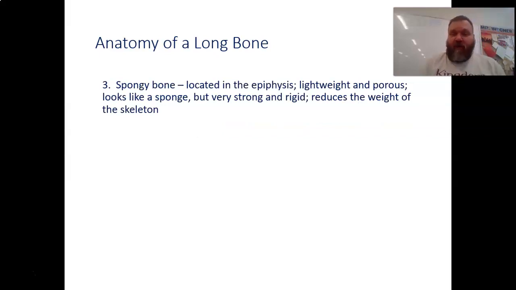And then the spongy bone. This is lightweight and porous. Porous means water can go through it. It looks like a sponge, but it is also very strong and rigid, and it reduces the weight of the skeleton. Remember when we had our birds? Birds had hollow bones. Why? Because it reduced the weight so that they could fight against Earth's gravity when they fly. Same thing here. This gives a little bit of strength still, but it also reduces weight, so our bones are not completely heavy and weighing us down.